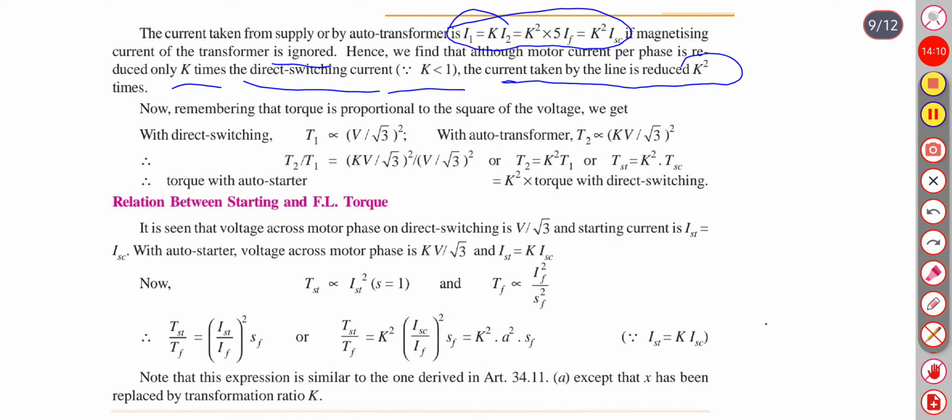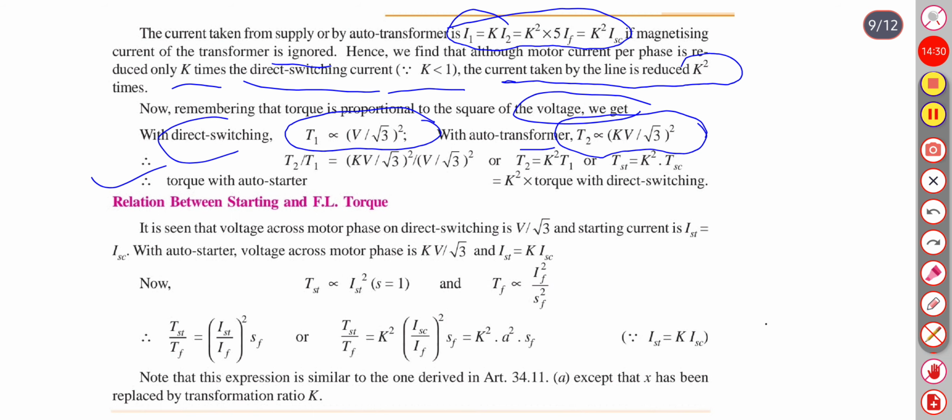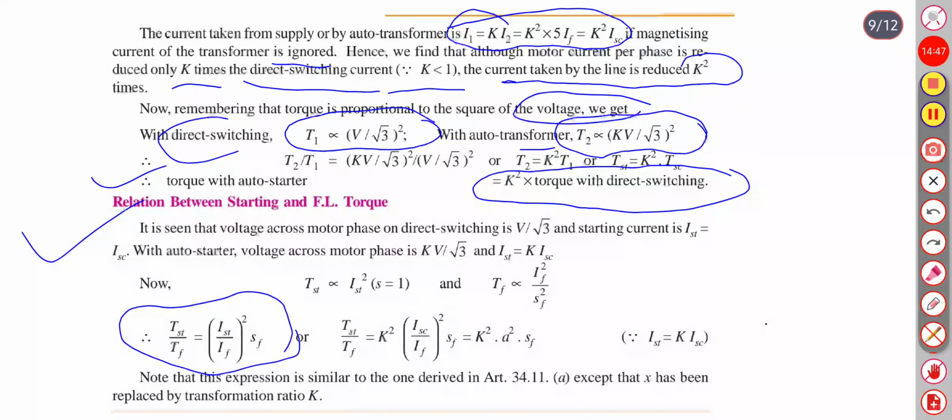Now remembering that the torque is proportional to the square of the voltage, we get T1 is proportional to (V by root 3) square in case of DOL, but in case of auto transformer it will be (kV by root 3) whole square. So the torque in case of auto transformer will be K square times the torque in case of direct switching on line. Here is the relationship between starting torque and full load torque. In case of auto transformer, our ratio of starting torque versus full load torque will come K square a square into SF.